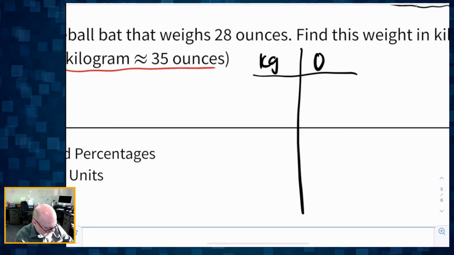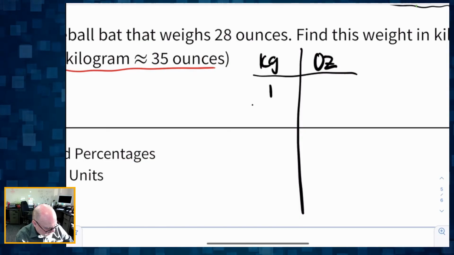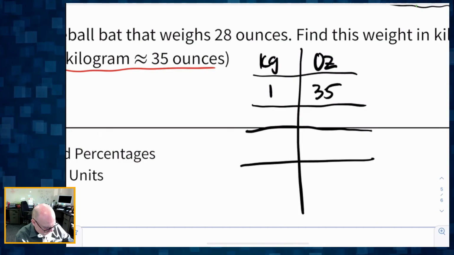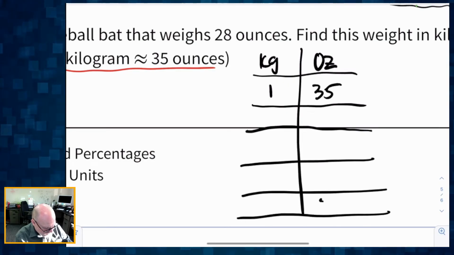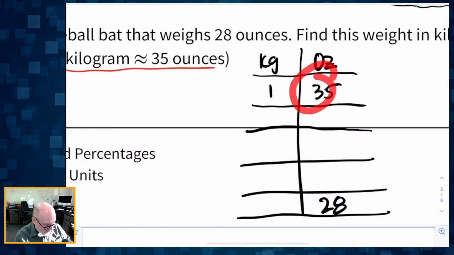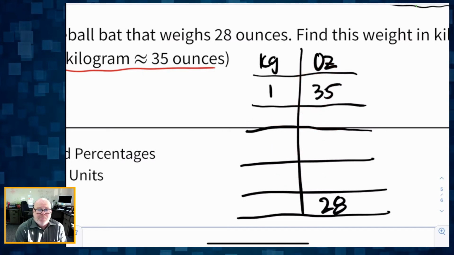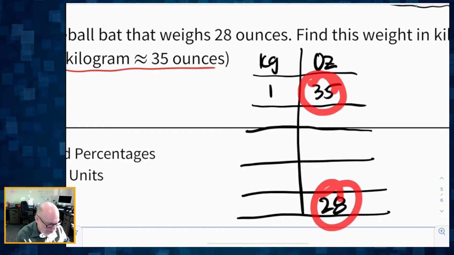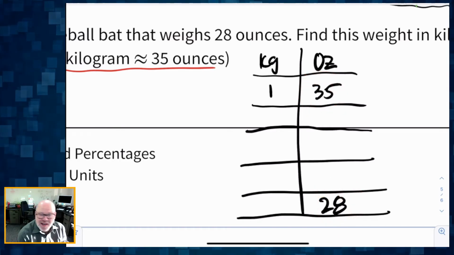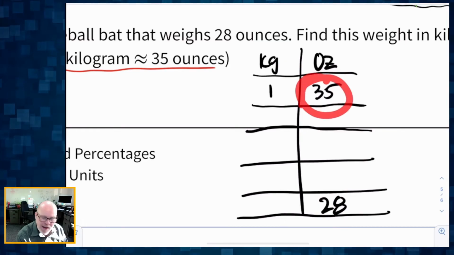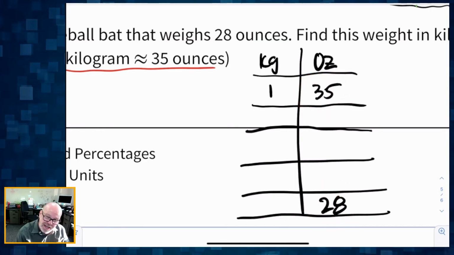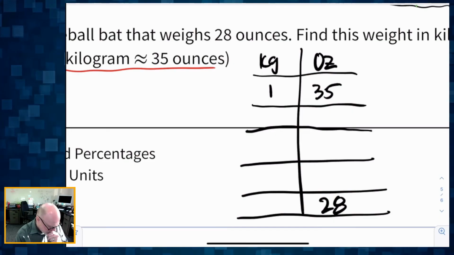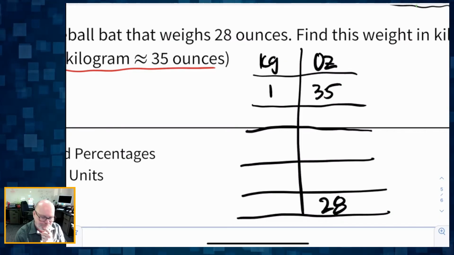we have kilograms and ounces, and we have 1 kilogram is equal to 35 ounces, and we want to know, what is 28 ounces? And so I just create a whole series of rows. I don't know if I'm going to need them all. That's how I do it. And I have to think about, how are 35 and 28 related? I know that there's a number 7 related, because 7 times 5 is 35 and 7 times 4 is 28. So there's a factor of 7 that's related in some fashion.